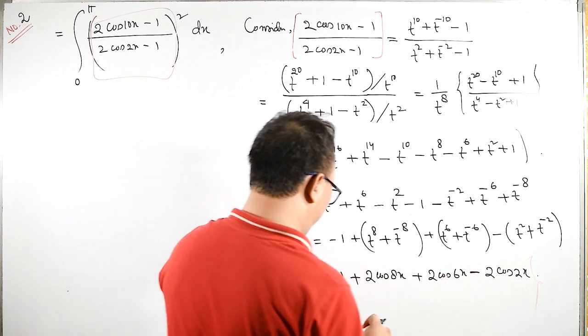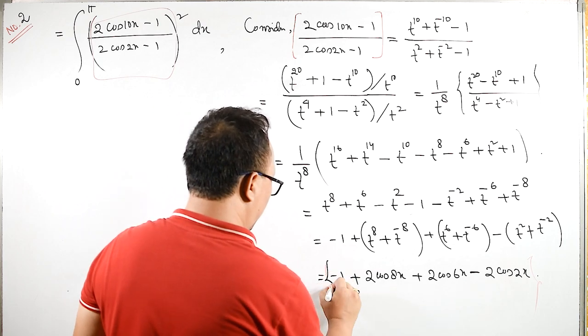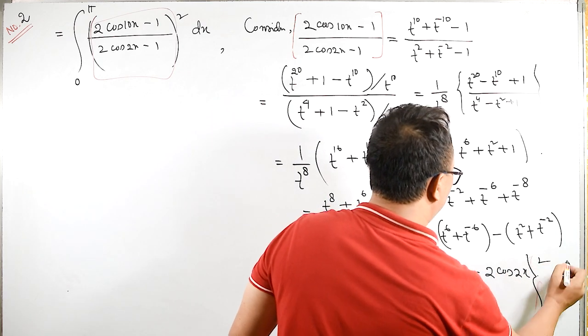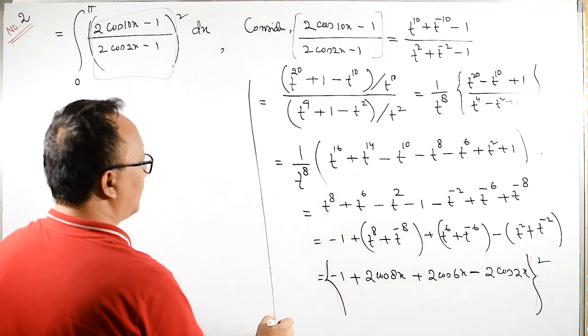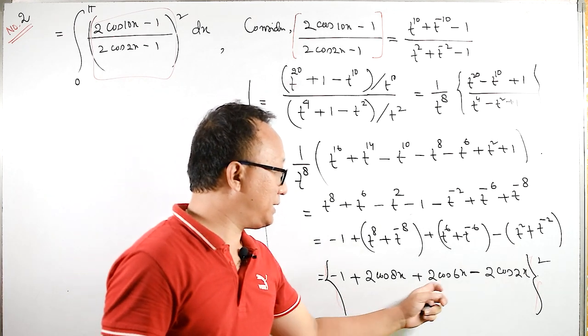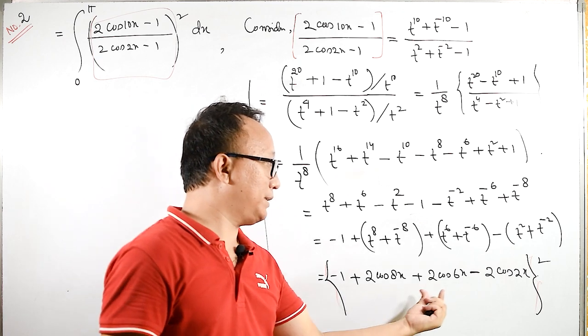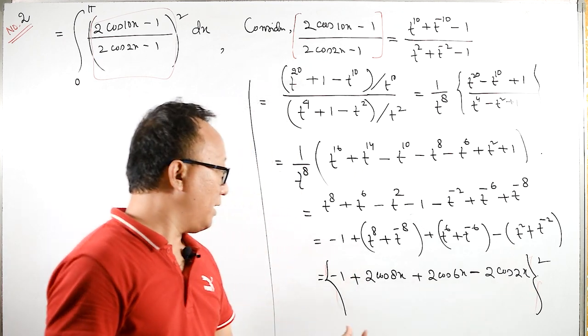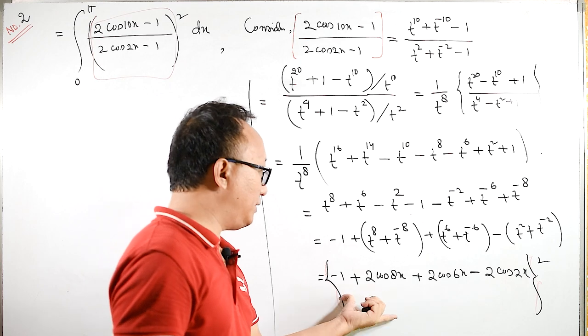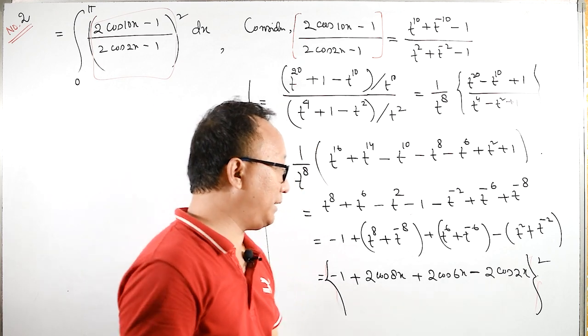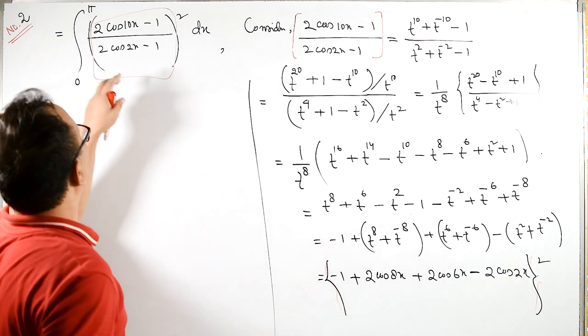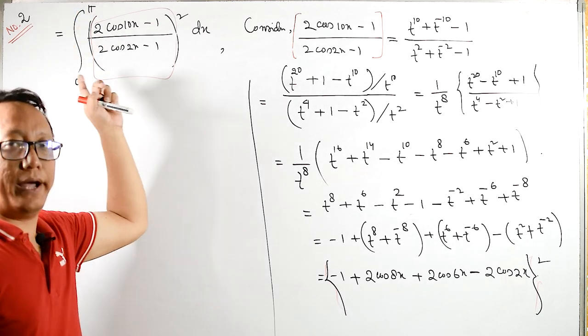Okay, we need to do squaring. This is the whole square. Let's consider (A + B + C + D) the whole square. Means what? We'll get this square plus this square plus this square plus this square, and then we have twice this into this, this into this. But remember over here, the limit is from 0 to pi, 0 to pi for sine.